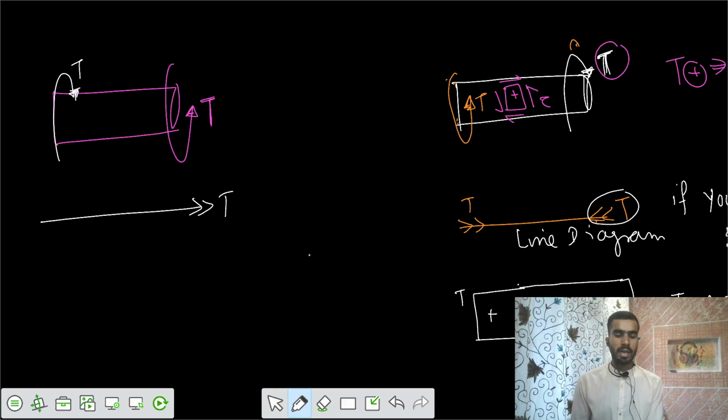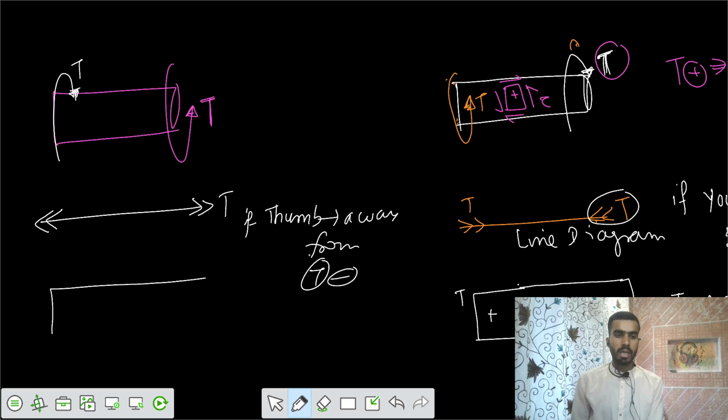Similarly, from the other side, you are rotating your right hand in the clockwise direction, T. So the thumb points away from the section. So if your thumb is away from the section, your torque applied, or TMD, would be negative. Torsional moment diagram is negative. So if you make that negative diagram, there's some T downwards.